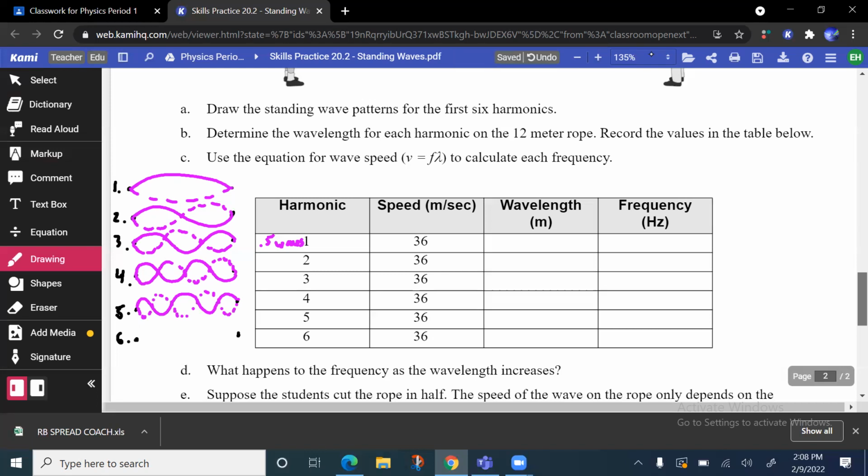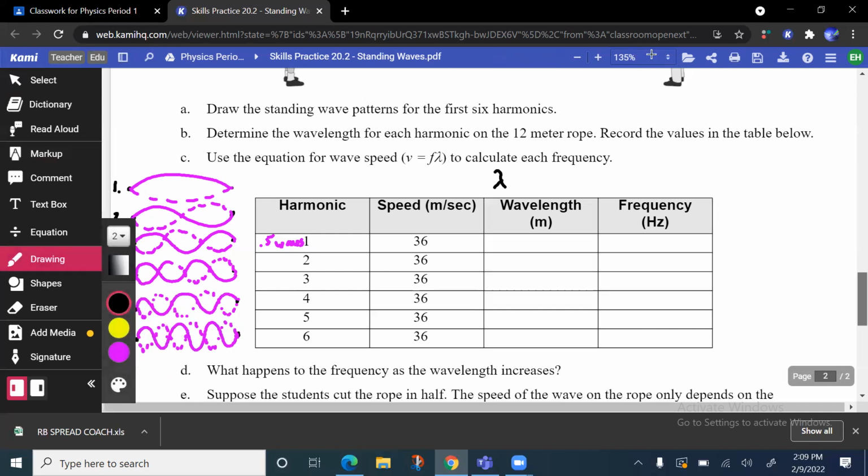Okay, finally, the sixth one is pretty easy to draw. 1 dot in the middle. You're going to do 2 more dots over here and 2 more dots over there. There we go. And you'll notice that the wavelength has gotten smaller as the frequency's gotten higher. Okay, how do we determine the wavelength? The wavelength is the length divided by the number of waves.